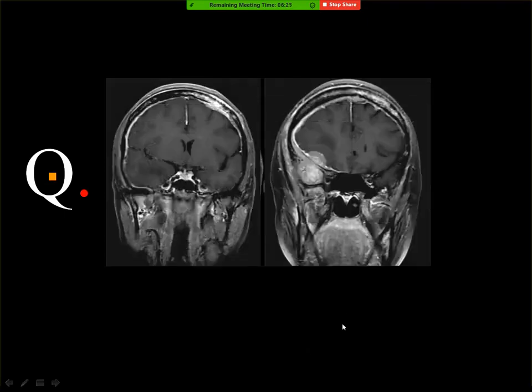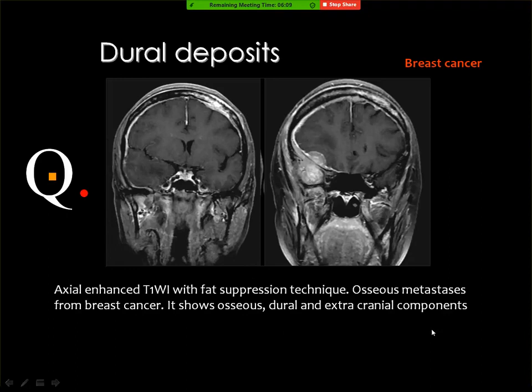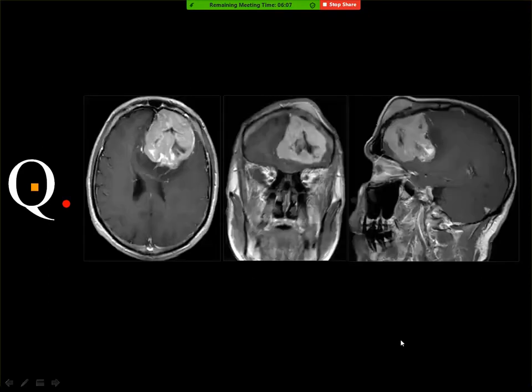But if you look here at the coronal images, and you see what looks like a mass in the meninges, and the history of this patient is that she had breast cancer, then you know that these are, yes, pleural metastasis. Metastasis.